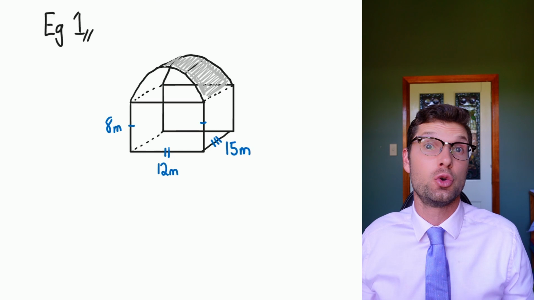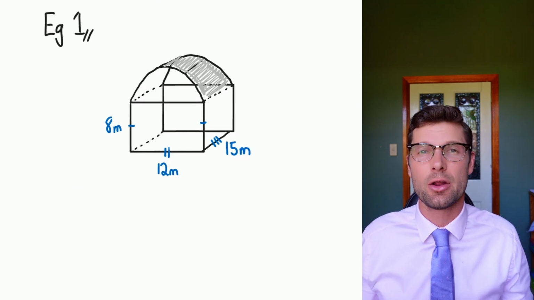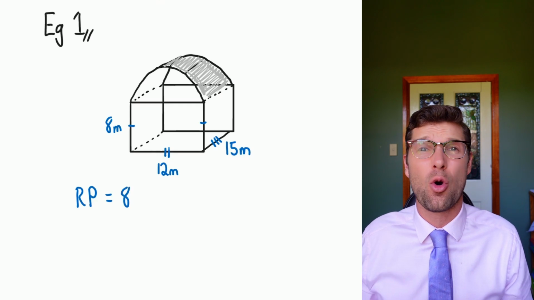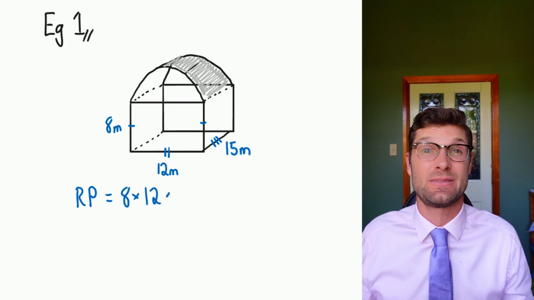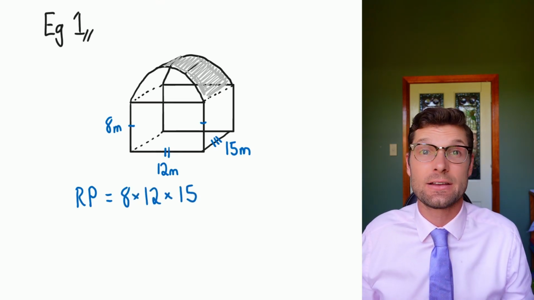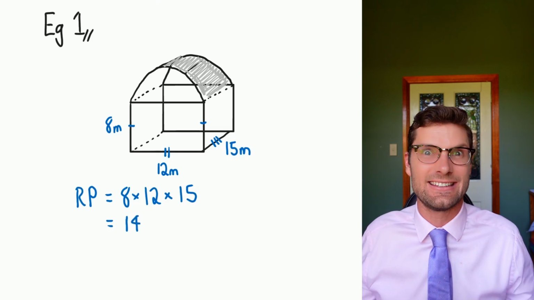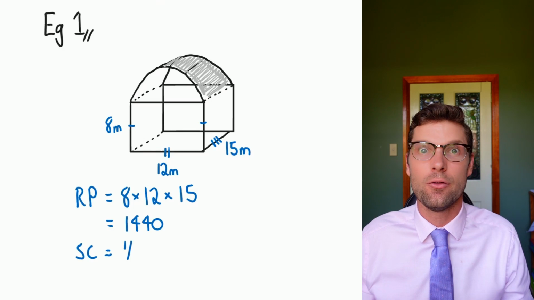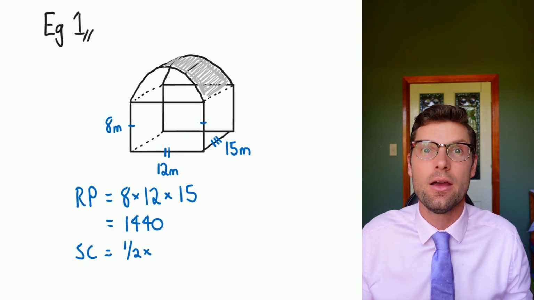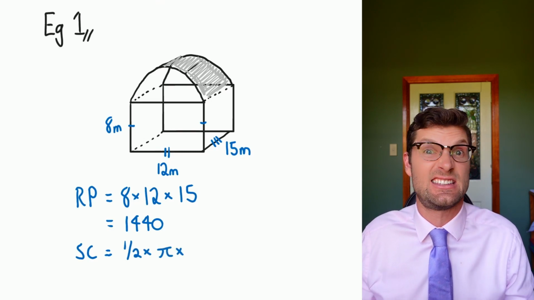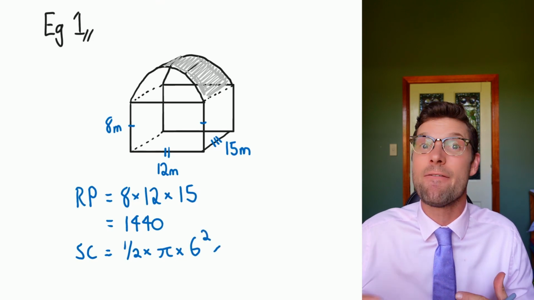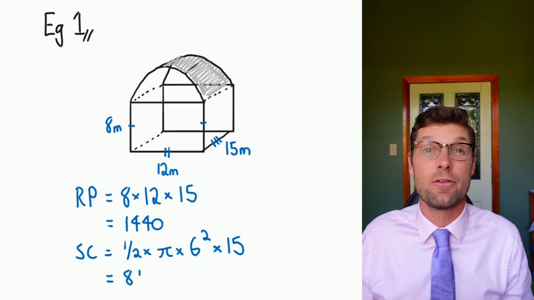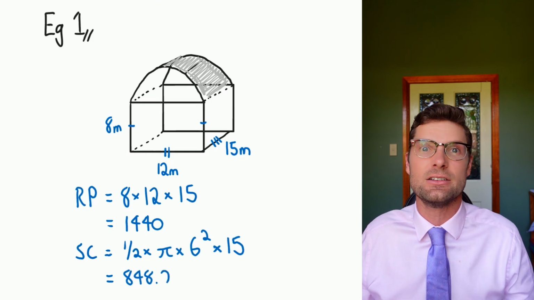For this one, we've got two shapes. We've got a rectangular prism on the bottom, and then a semicircle at the top. So for the rectangular prism, all you've got to do is 8 times 12 times 15, and that's equal to 1,440. That's that section done. For the semicircle, again, it's just 0.5 or a half multiplied by pi, multiplied by the radius, which is 6 squared, times by how far back it goes, which is 15. If you type that in your calculator, you get the answer of 848.23 meters cubed.